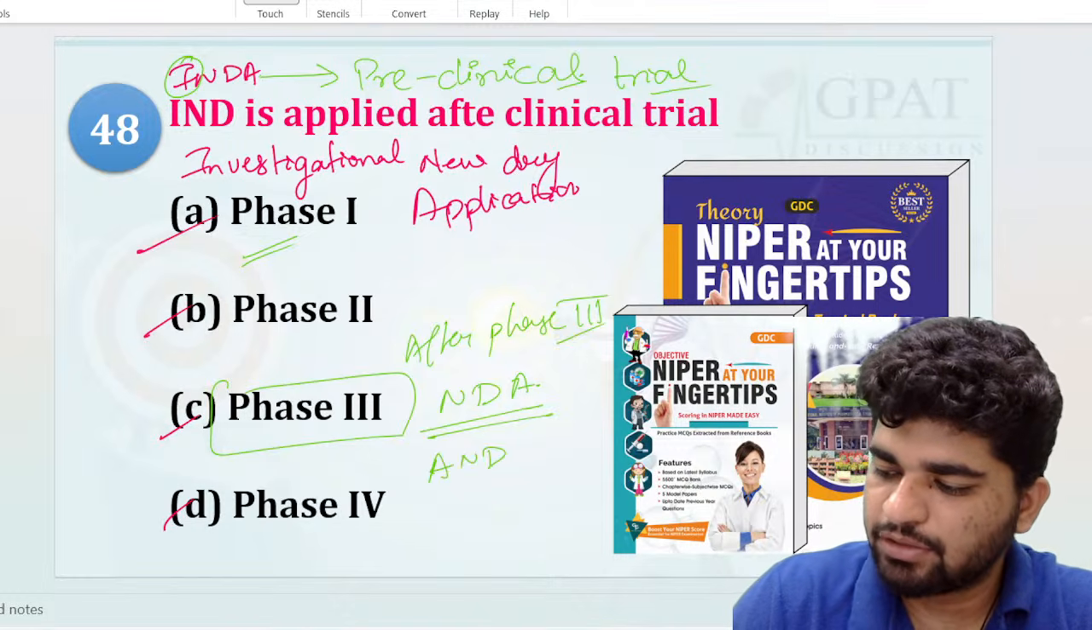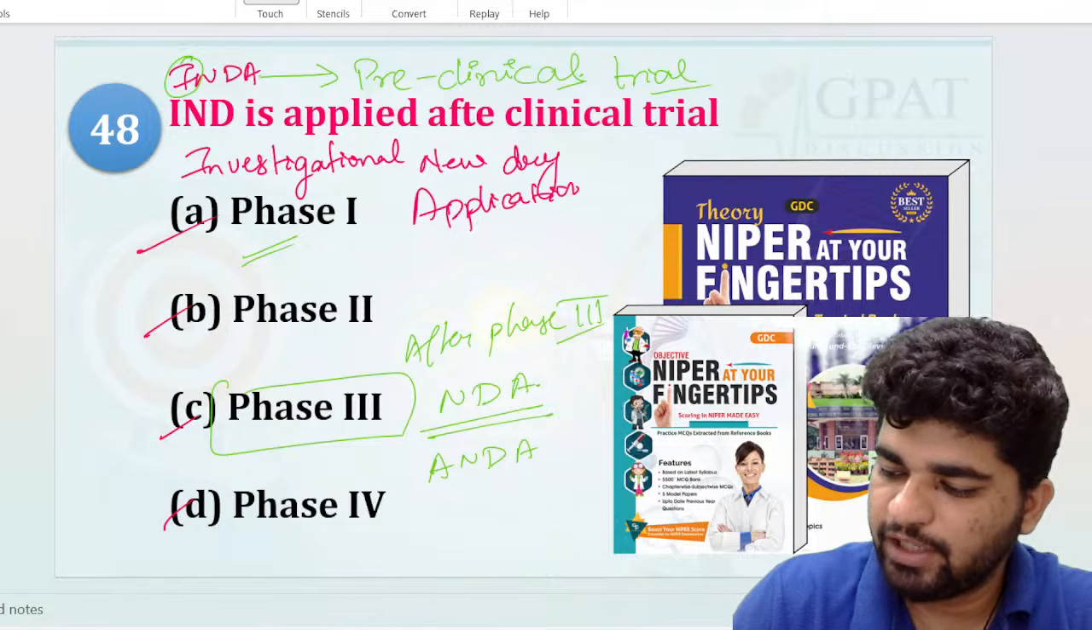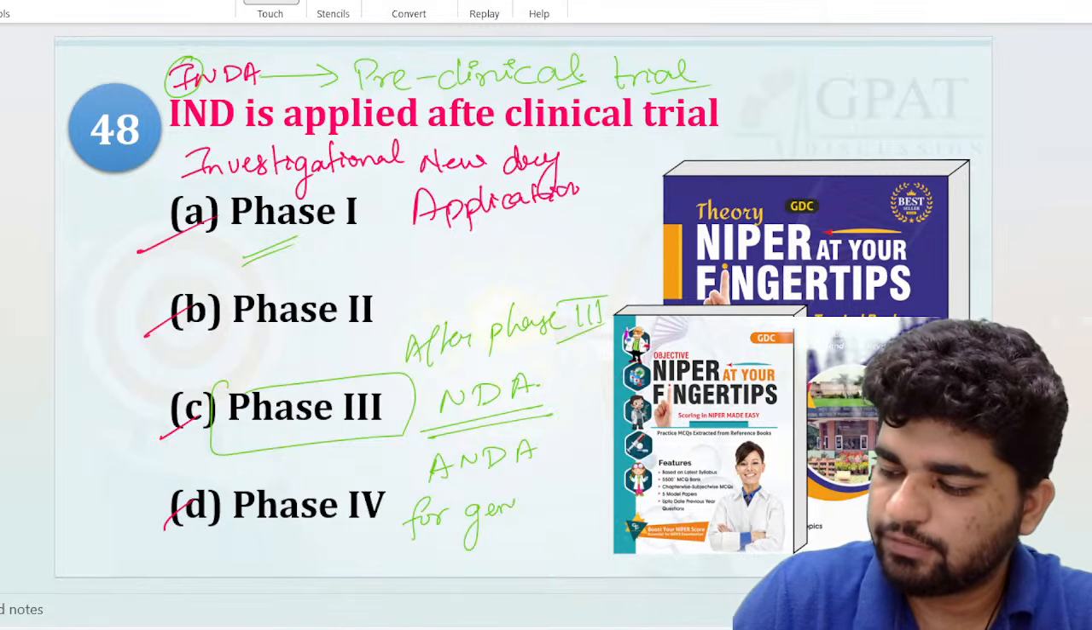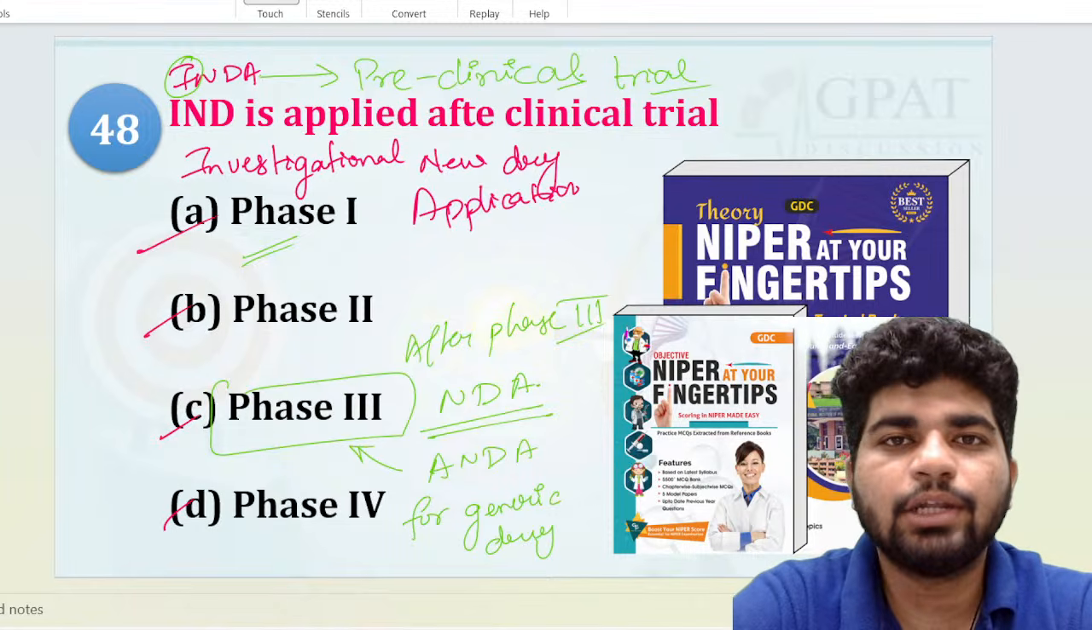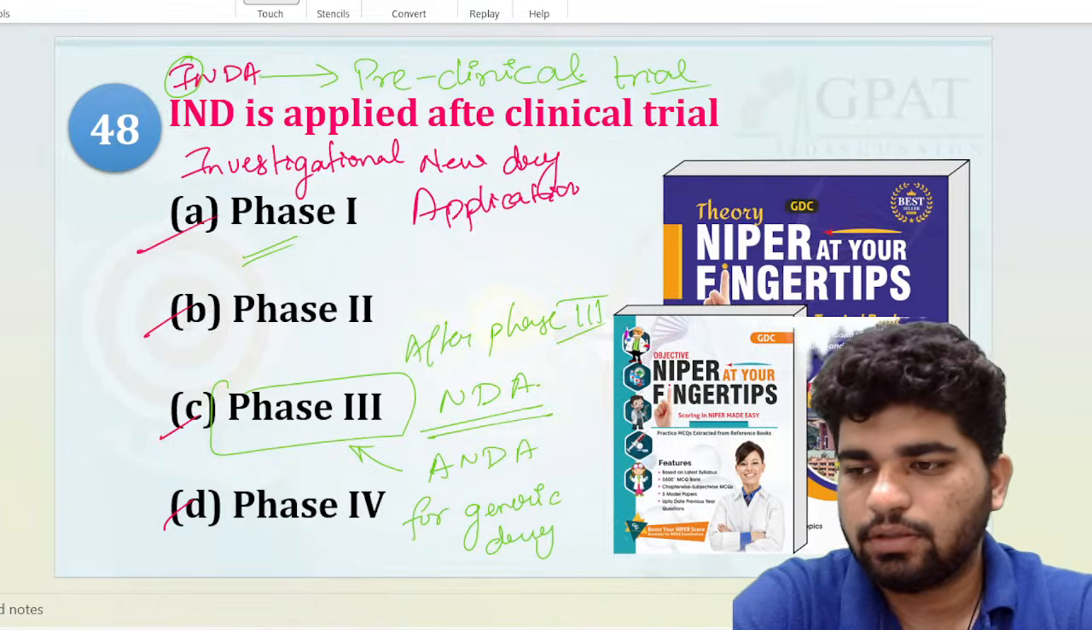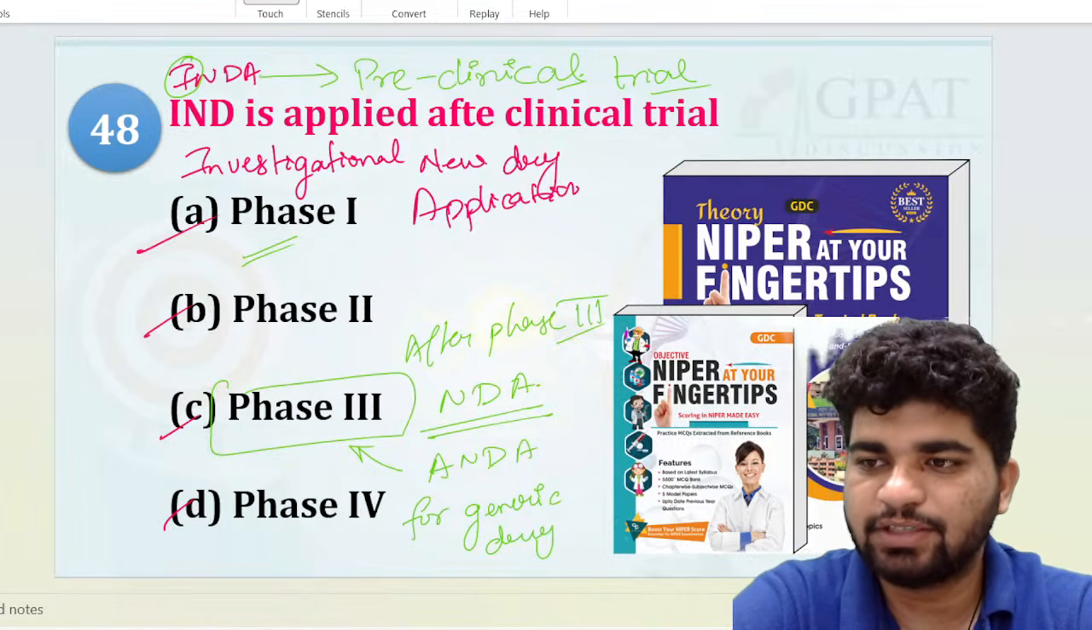In the same way, ANDA is also filed for generic drugs, right? So ANDA, Abbreviated New Drug Application. NDA is filed after the third phase.